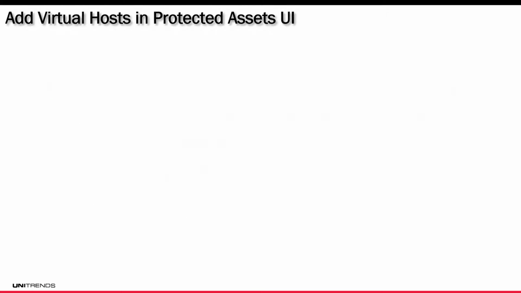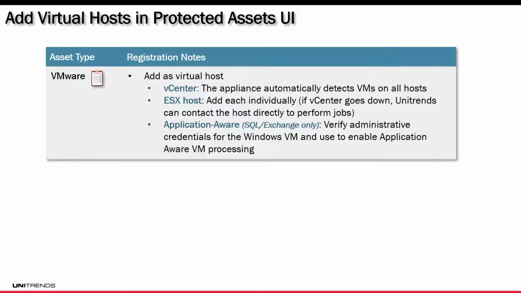Now, you can add virtual host to protected assets in the UI. Once again, for VMware, you're going to add the virtual host. And to do this, you can do it a couple of different ways. You can add vCenter, and the appliance automatically detects all the VMs on all the hosts within your vCenter. Or you can add ESXi hosts individually. That way, if vCenter goes down, Unitrends can contact the host directly to perform those backup jobs. Now, also, there's application-aware settings in there too. You need to verify the administrative credentials for the Windows VM and enable the application VMware processing through the Unitrends UI as well.